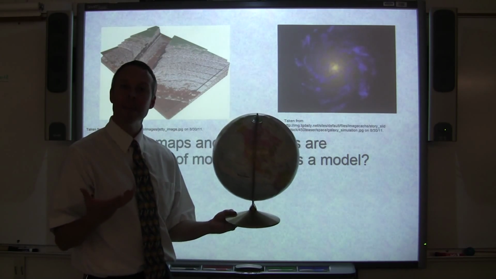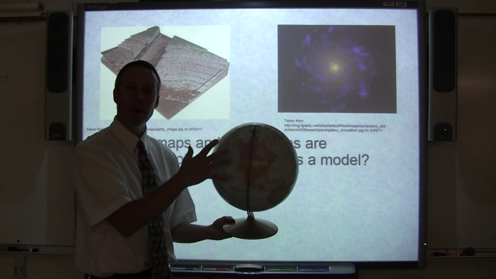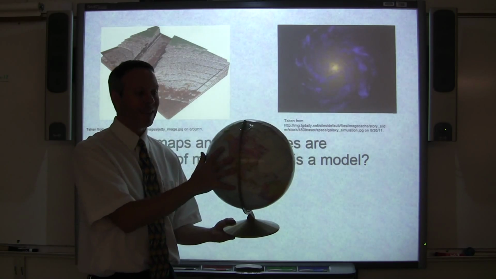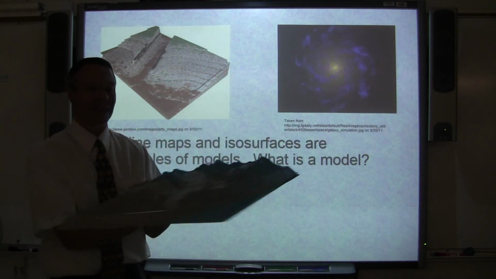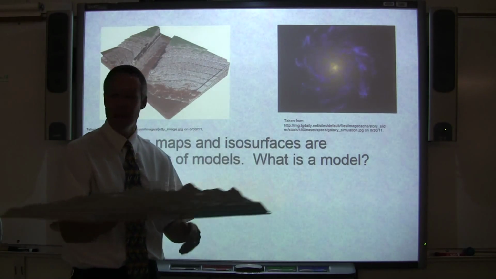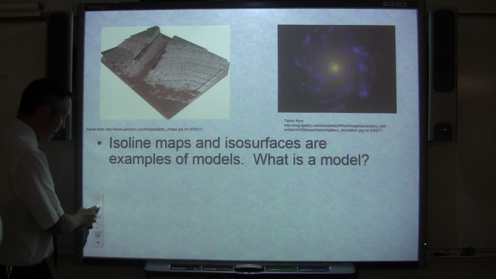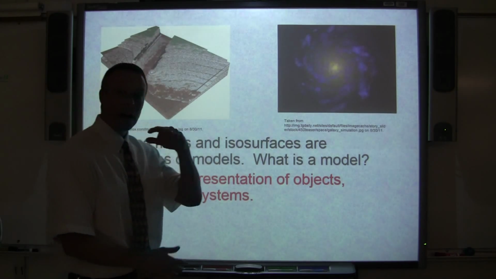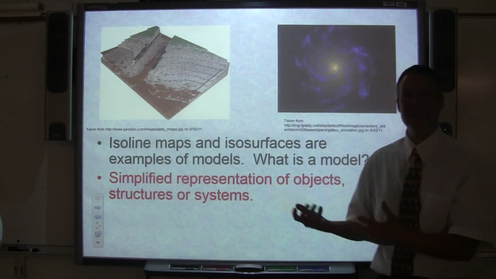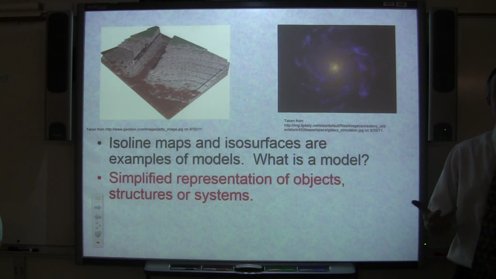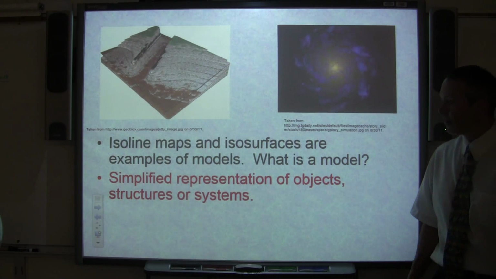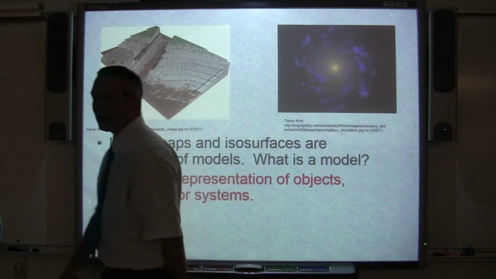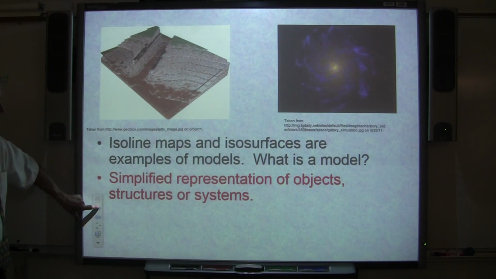And you say, well, what is a model? All it is is a simple way of representing something else. So this is a simplified representation of Earth. I just held up this isosurface that was a simplified representation of a glacier. So a model is just a simple way of showing something, of representing some object or some structure, something that's a little bit more complicated. We try and simplify it. Those are models.